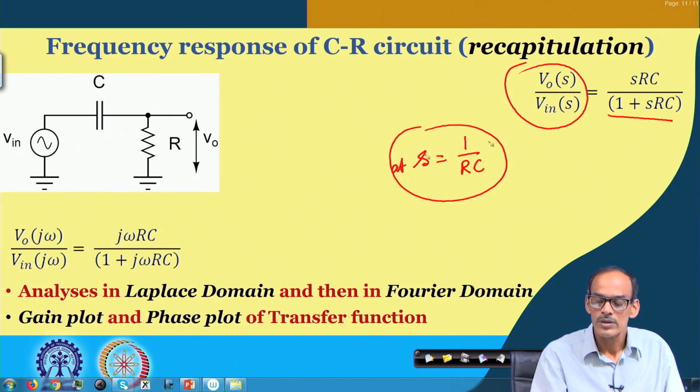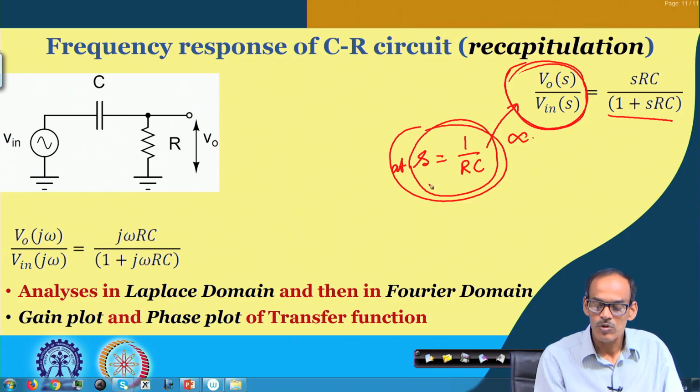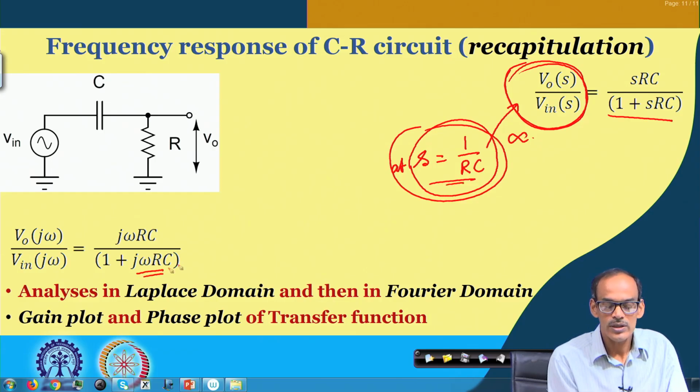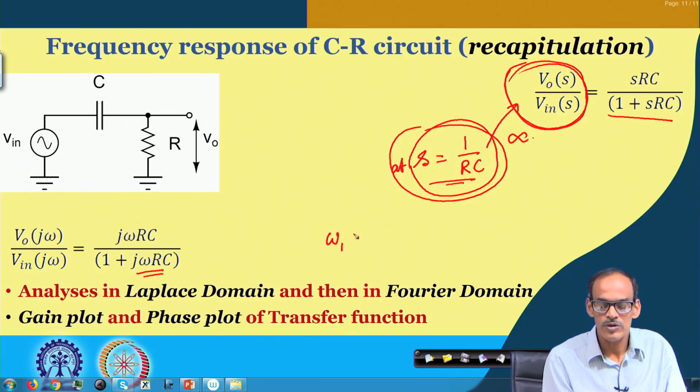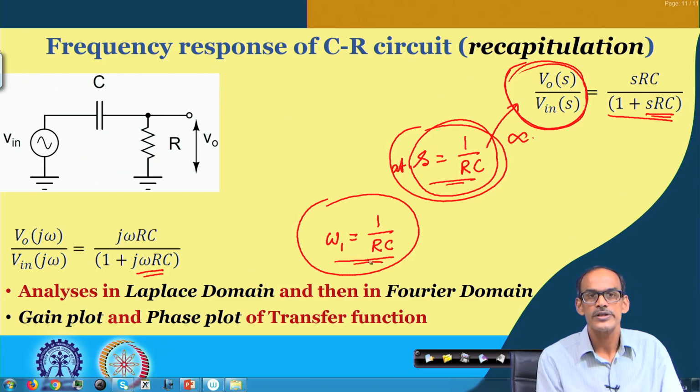So, at this point the transfer function becomes infinite, which means that this transfer function has a pole at s is equal to 1 by RC. So, this pole and the cutoff frequency of the frequency response that we just said, which is omega 1 equals 1 by RC, are related. We will see that the pole in the transfer function in Laplace domain and the cutoff frequency of the frequency response have a direct correlation.